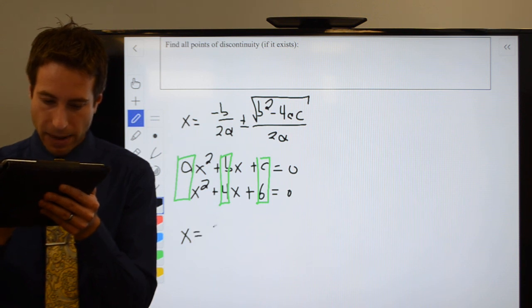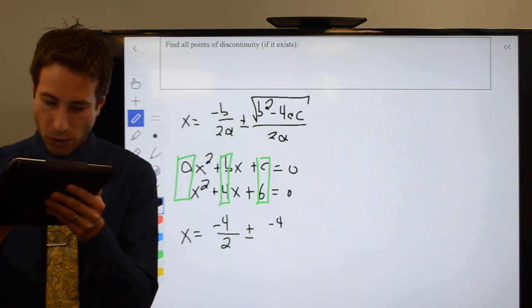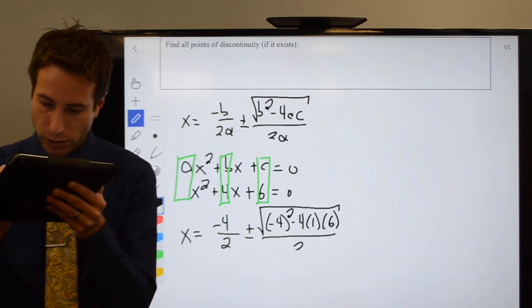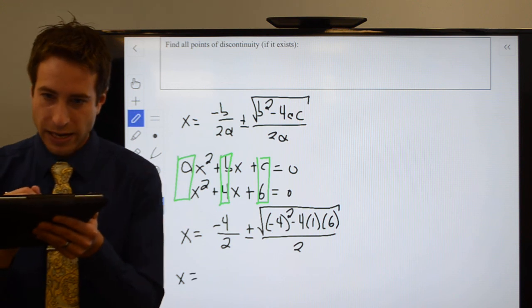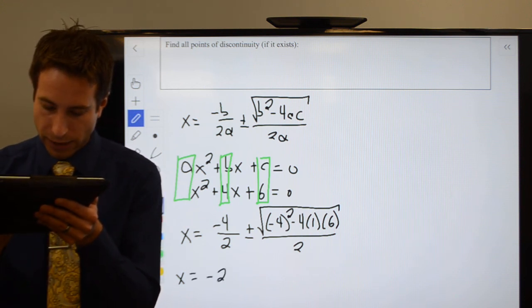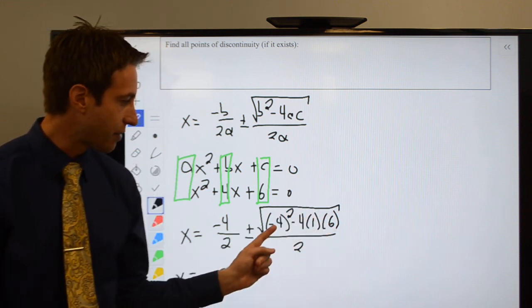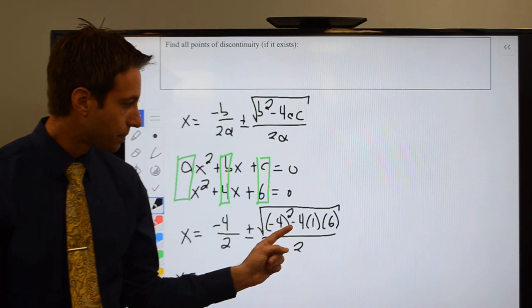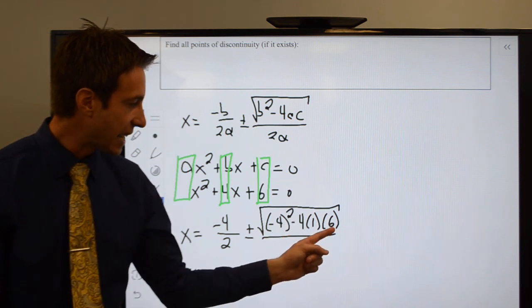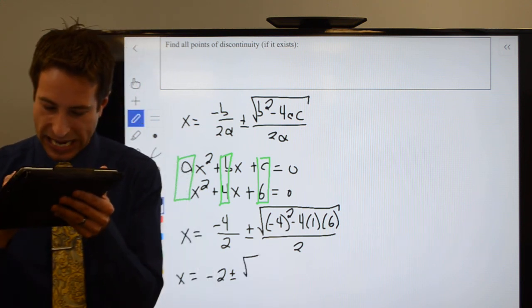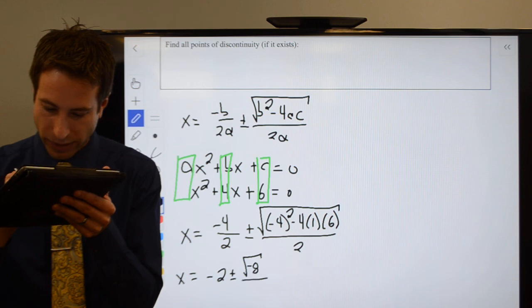All right, so it's going to be negative 4 over 2 plus or minus the square root of negative 4 squared minus 4 times 1 times 6, all over 2. That's going to work itself out to negative 4 divided by 2, of course, is going to be a negative 2 plus or minus. You take care of all of this stuff up in here. That's going to be a 16. And that's going to be a negative 24. That leaves you with the square root of a negative 8. And we now have our answer. We know what's going to happen.